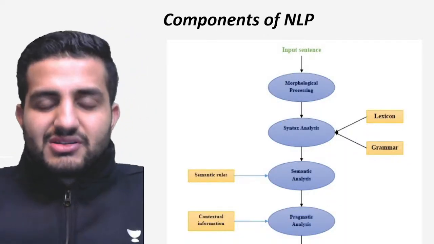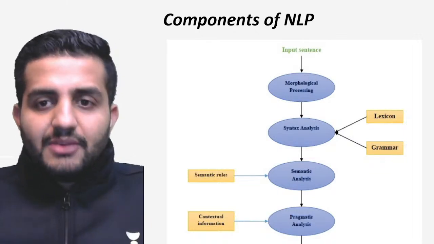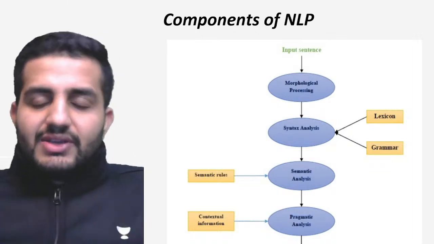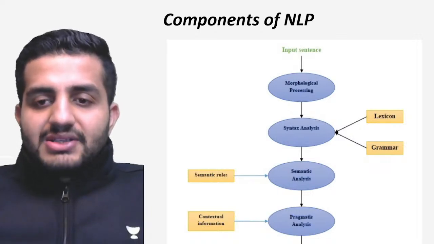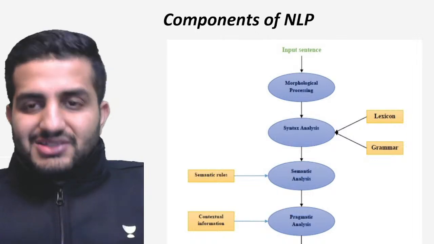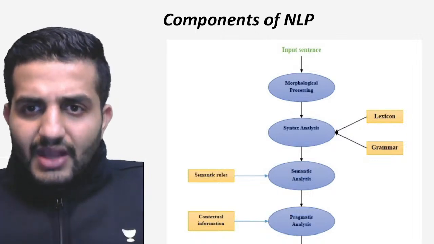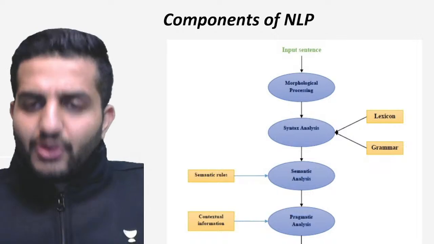So there are certain processes, certain components of NLP involved. I'll talk about each of these components individually. Generally, there are 4 different processes involved. The very first is the morphological process. I'll be talking about that.